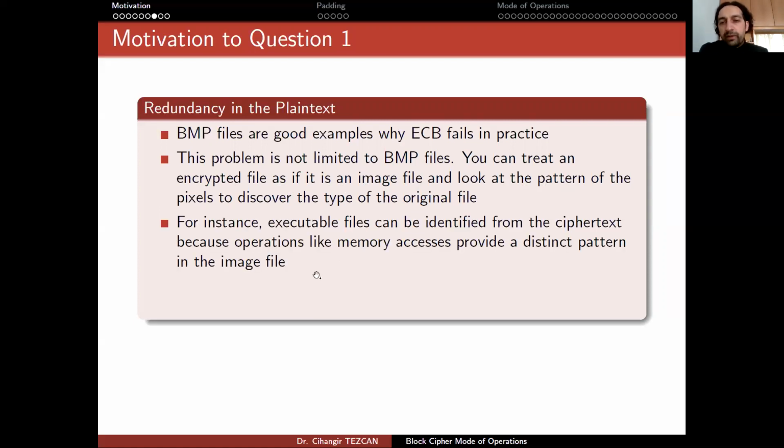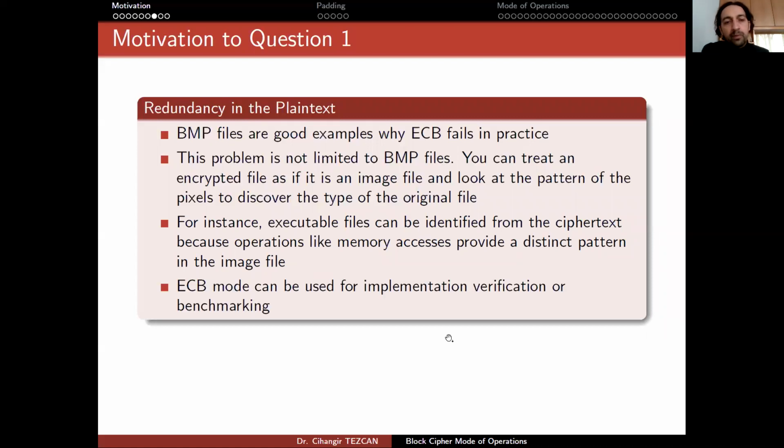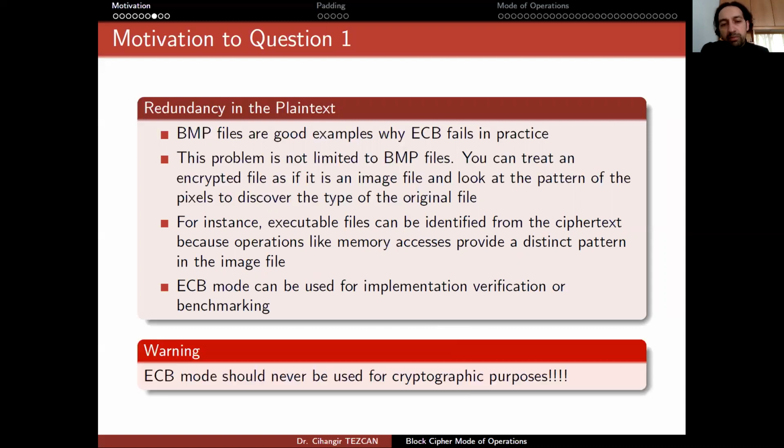For instance, executable files can be identified from the ciphertext, because operations like memory accesses provide a distinct pattern in the image file and so on and so forth. You can even create your own library for this kind of file types, and then just by looking at the ciphertext, you can discover the original type of the file. So ECB mode can be used for implementation verification or benchmarking, but ECB mode should never be used for cryptographic purposes. This is something you have to keep in your mind all the time.